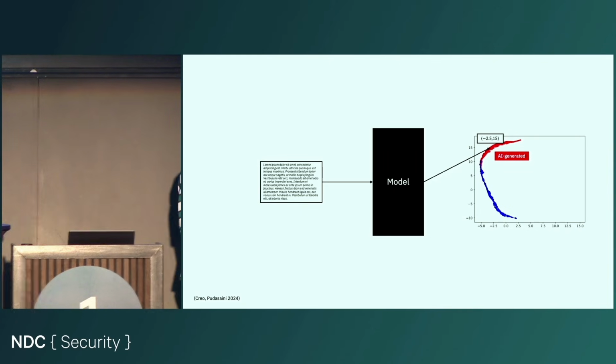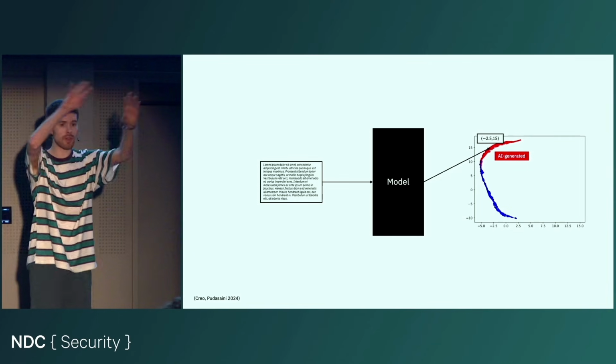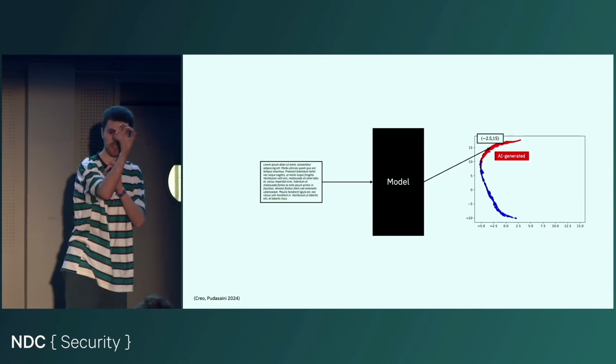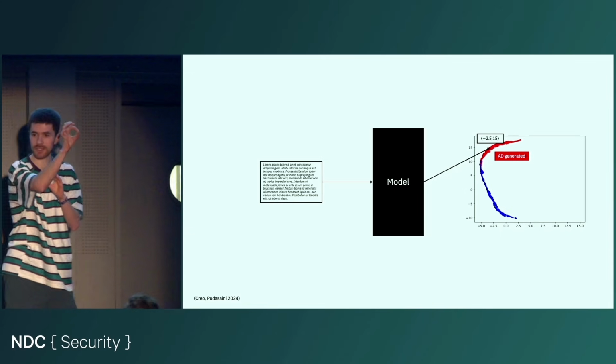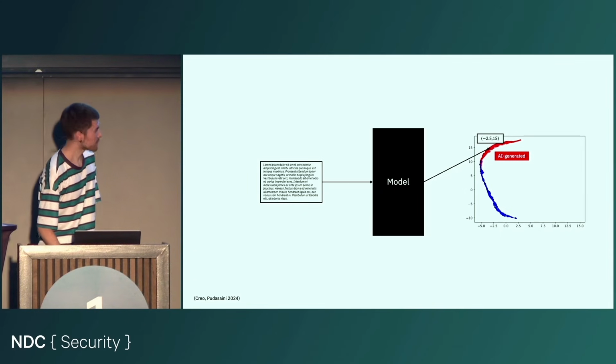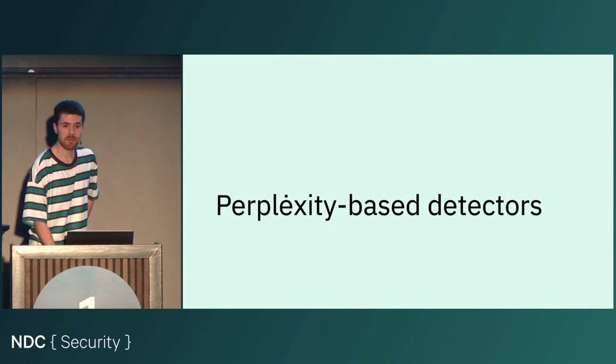So very simple idea, right? That's what classifiers do. They allow us to put something in an embedding space and say, okay, this is my text, this is generated or this is human. Very good. So now let's talk a little bit about perplexity-based detectors, right?